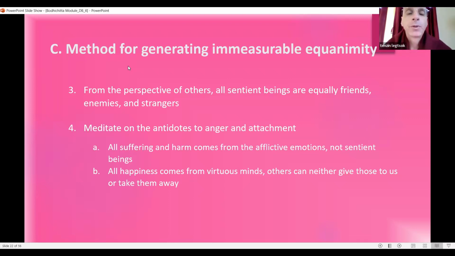Okay, so let's relax our attention there and take another few minutes break. And then we'll come back and meditate on the sevenfold cause and effect method for generating bodhicitta.